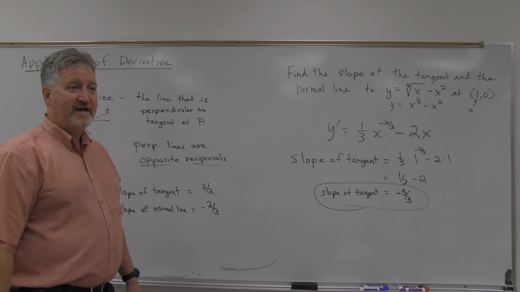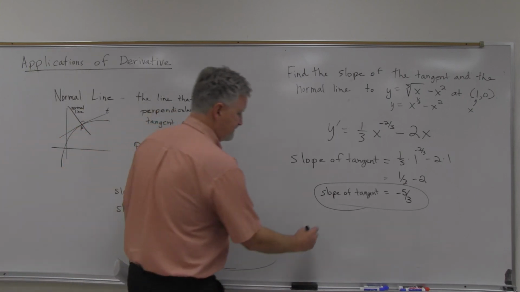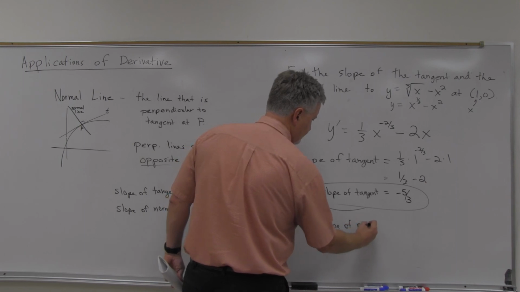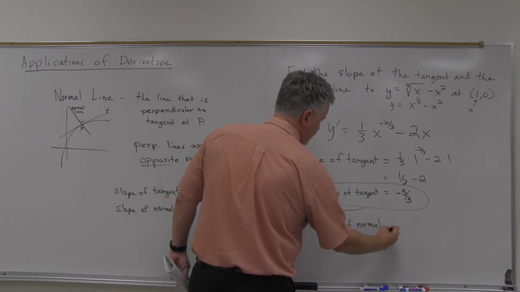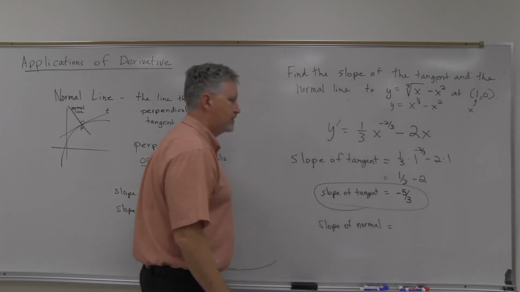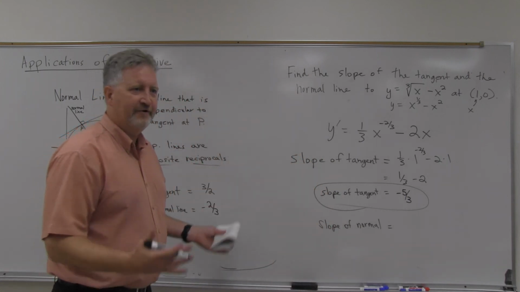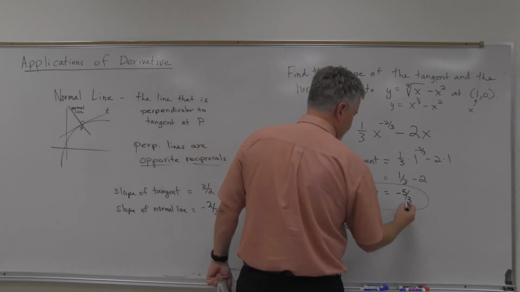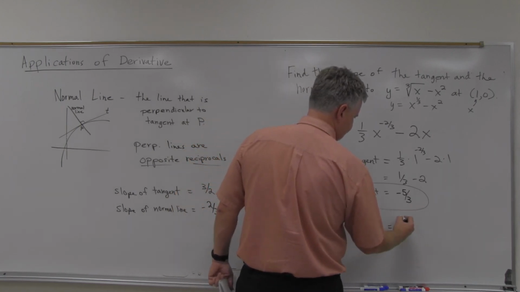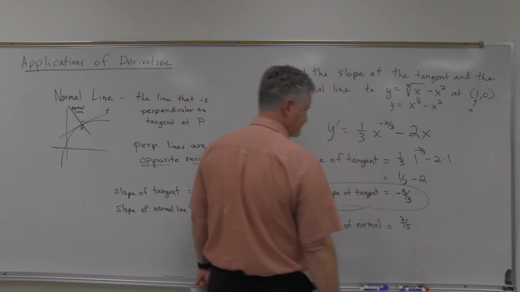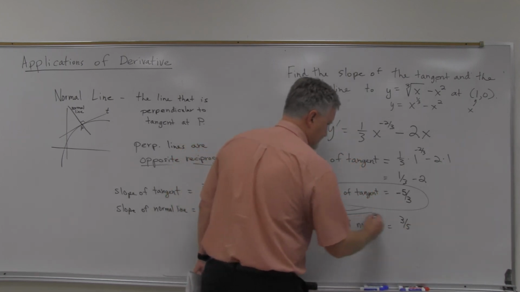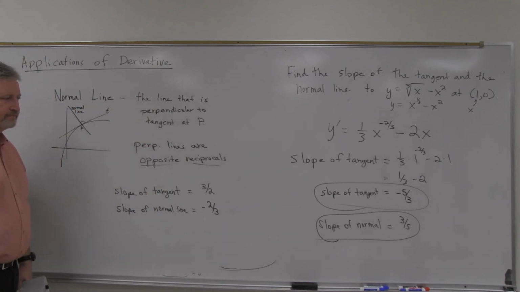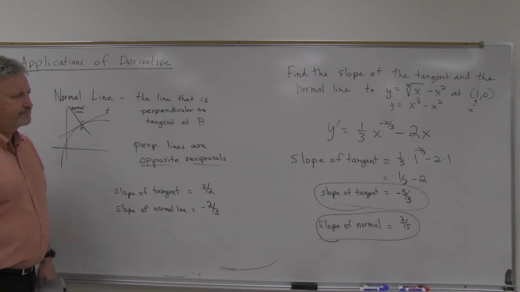And once you have the slope of the tangent line, then the slope of the normal line follows, because the slope of the normal line is just the opposite reciprocal. So you don't even have to calculate anything. You just have to do your opposite reciprocal. It turns into a positive, and the reciprocal is 3/5. All right.